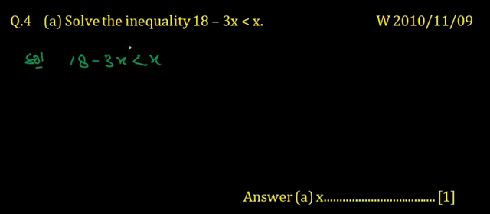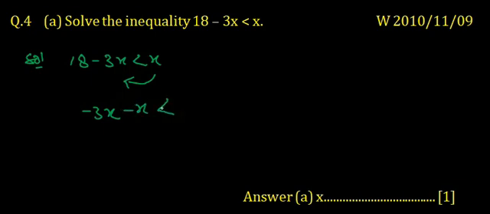In the solution of an inequality, we take all the variable terms to one side. Usually there is one variable, and it is x here. So we take it from the right to the left side. We move this variable from right to left side, so it becomes minus 3x, and the plus x becomes minus x.